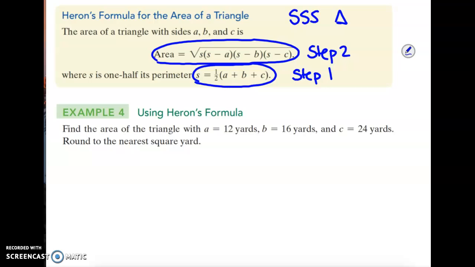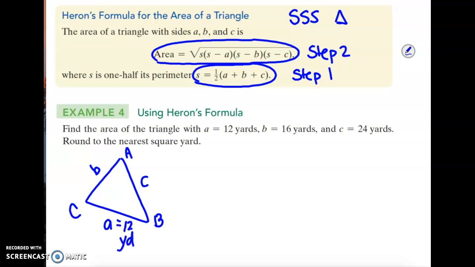So here's our example. Find the area of this triangle where I have lengths of 12 yards, 16 yards, and 24 yards. And we want to round our answer to the nearest square yard. So if we draw a picture of this, here's angle A, here's side A, angle B, side B, angle C, side C. So side A is 12 yards, C is 24 yards, and then this is 16 yards.